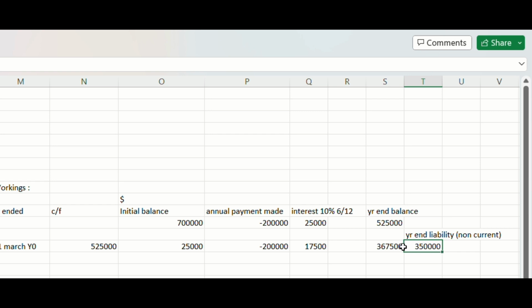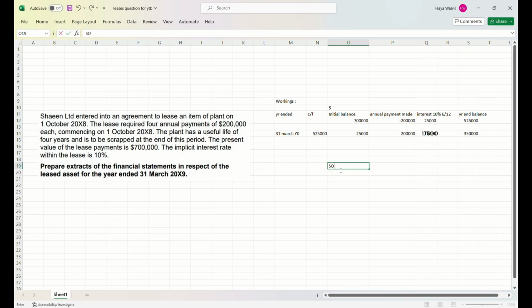I'm just concerned with this amount. This year-end balance I just calculated for the sake of calculating the year-end balance, but technically I am concerned with non-current liability and then subtracting it from this balance so that I get the current liability, which I will do further. Now I'll just create the SOPL extract and the SOFP extract, right? So the first thing that will come is assets, because the right of use asset is there for lease payments. That's pretty basic information.